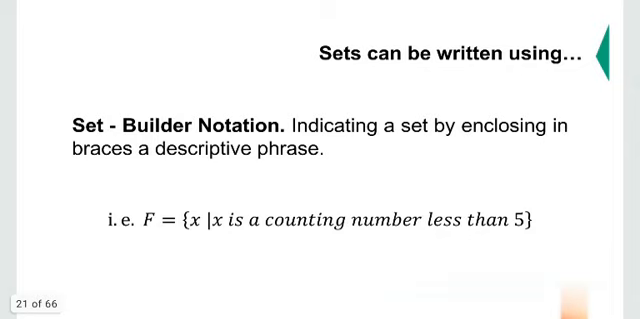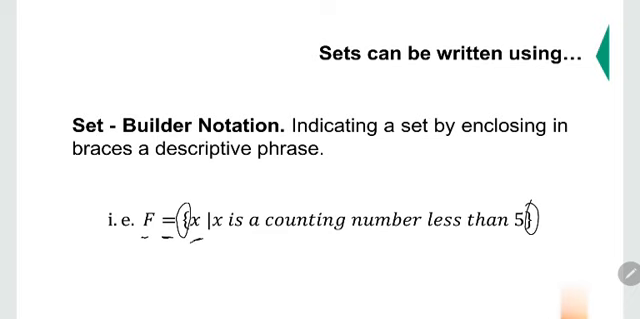Set builder notation, indicating a set by enclosing in braces a descriptive brace. Okay, so instead of listing all the elements by comma, and then kapag madaming elements we just use ellipsis, now we use descriptive braces. This is an example of how it should look like. So F is equal to, and then you have opening and closing braces here.